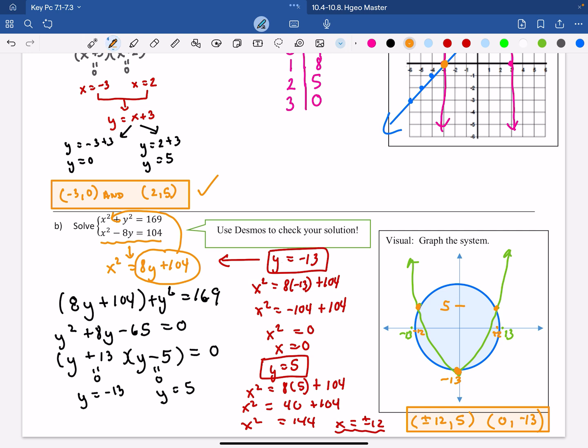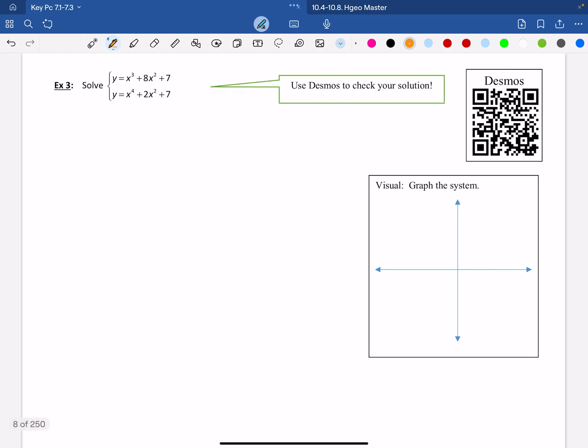All right, and that's what we're going to expect you to do, is to at least check your work. Okay. Alrighty, this next one is a little bit of a doozy, but here we go. You ready? Let's try this one out.